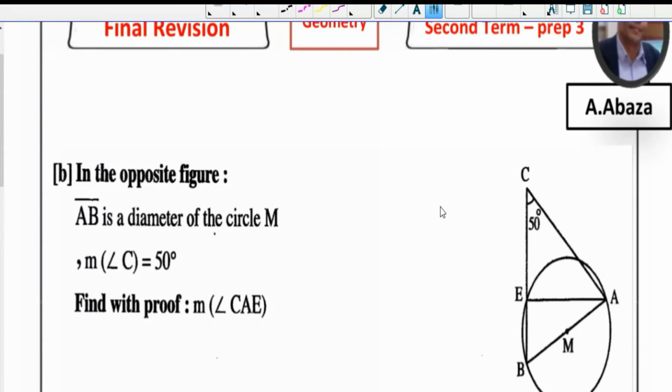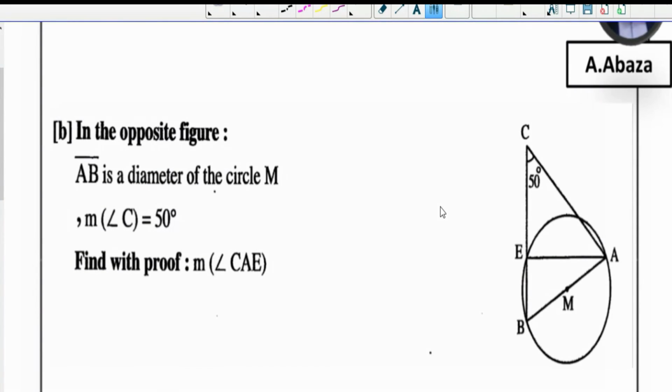In this figure, AB is a diameter. The measure of the angle C equals 50 degrees. Find with proof the measure of the angle CAE. Look at this figure. AB is a diameter in the circle. And this angle AEB, drawn in a semicircle, you can deduce is a right angle. So the measure of the angle AEB equals 90.